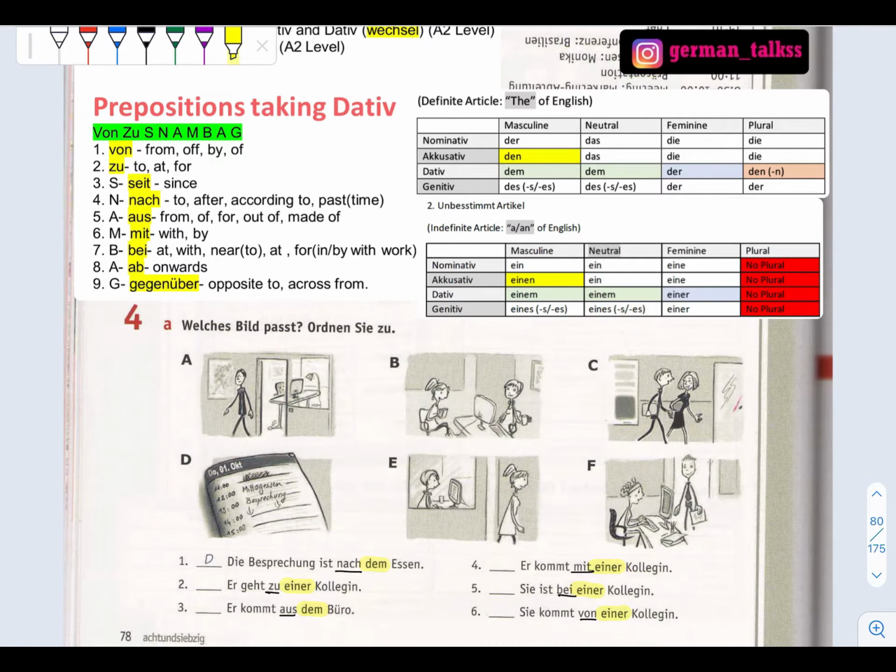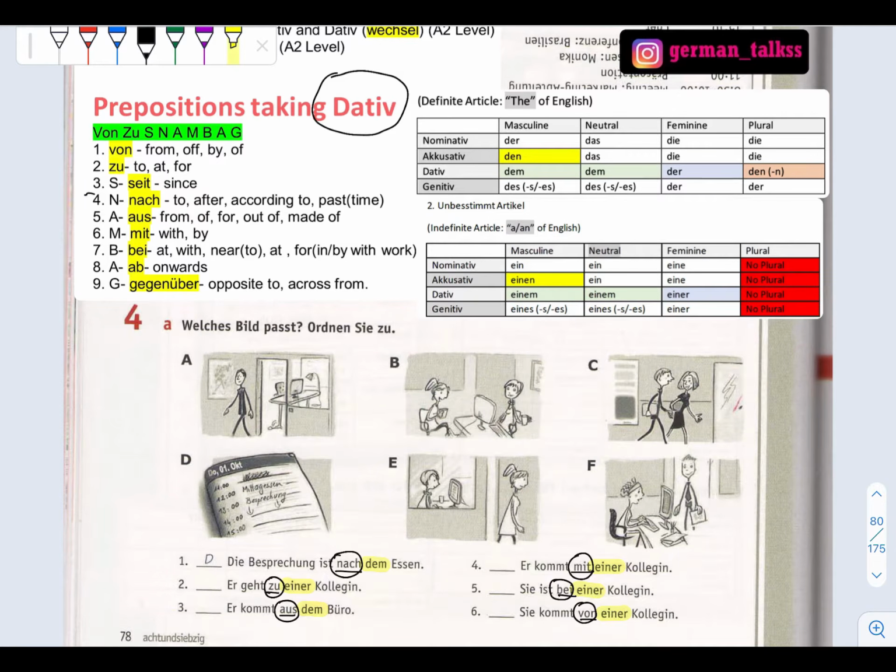einer und eine. You can see here they had used some prepositions: nach, zu, aus, mit, bei, von. These all are the prepositions which come under dative case. These all prepositions take dative case.